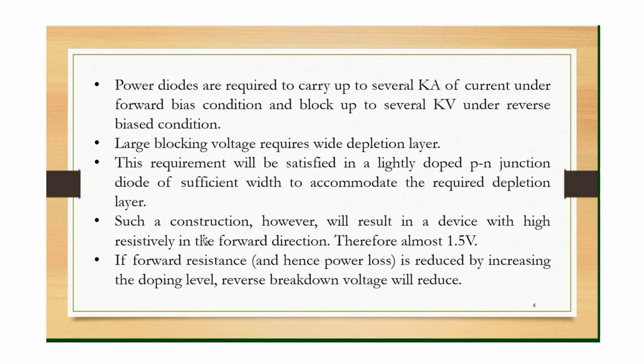So it carries up to several kiloamps of current. And in blocking, it should be able to block several kilovolts under reverse bias condition. That's the meaning. So there will be large blocking voltage required, a wide depletion region. That is because of that N minus, or the drift region, what you have in between. With such construction, there is a very high resistivity in the forward direction. That's why the cutoff voltage is 1.5 for these power diodes.